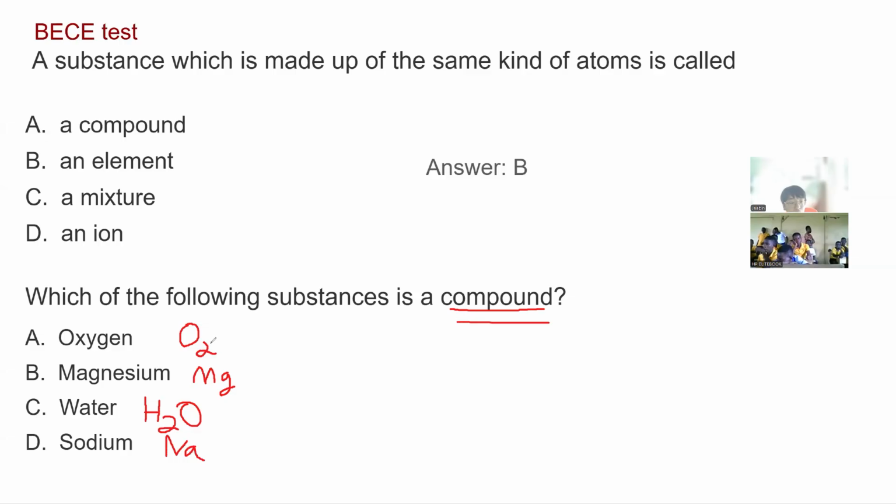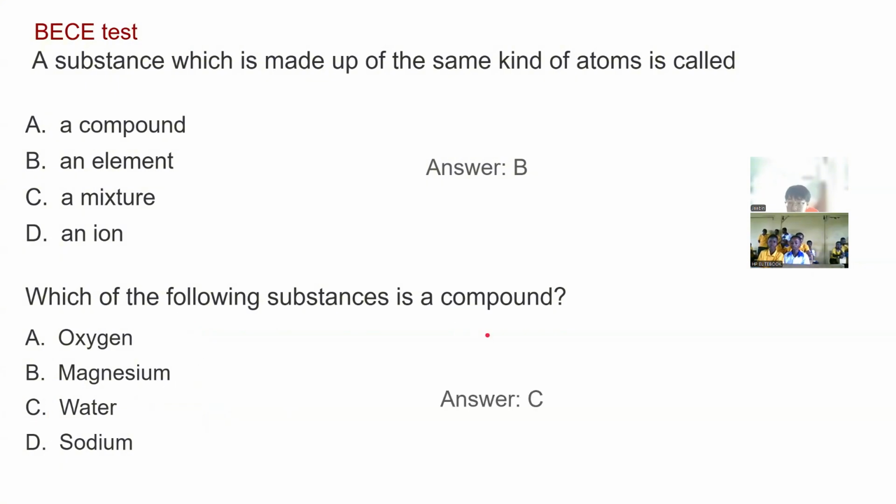When we think of oxygen, oxygen exists as O2. But since it's made out of the same kind of atom, oxygen is still an element. But water, you can see, is made out of two hydrogens and one oxygen. So since there is more than one kind of atom making water, water is a compound. So C is the correct answer for this. That is right.